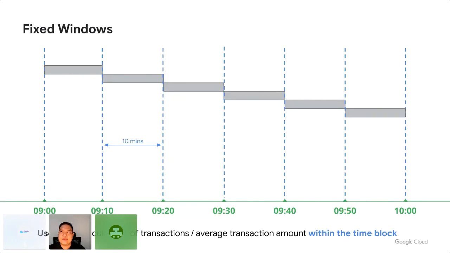And there's a function from Beam called fixed window. This is a windowing function that you can use to split your streaming data into chunks.